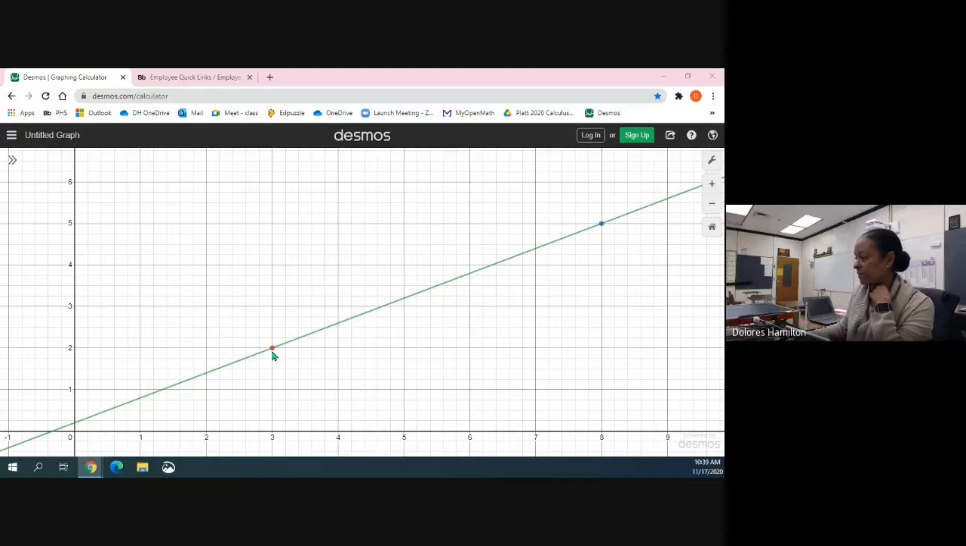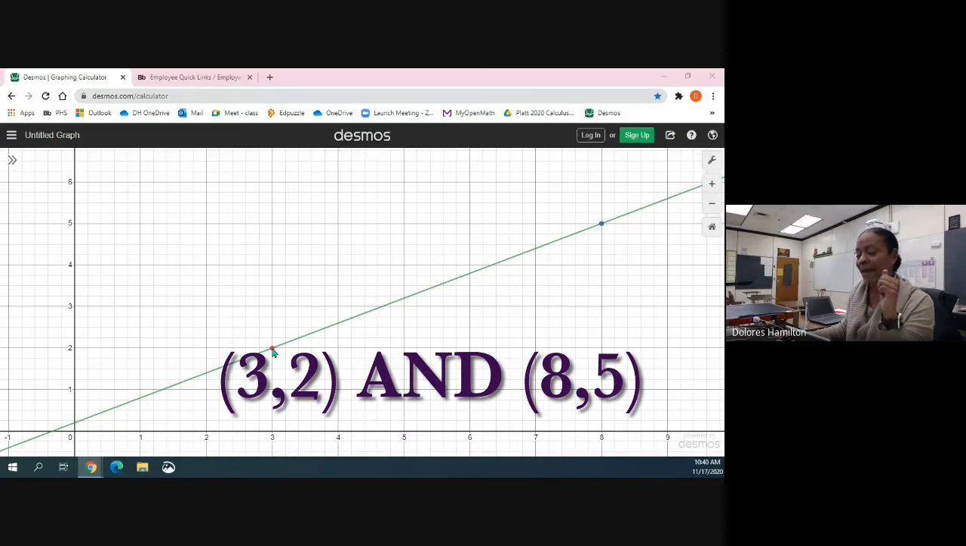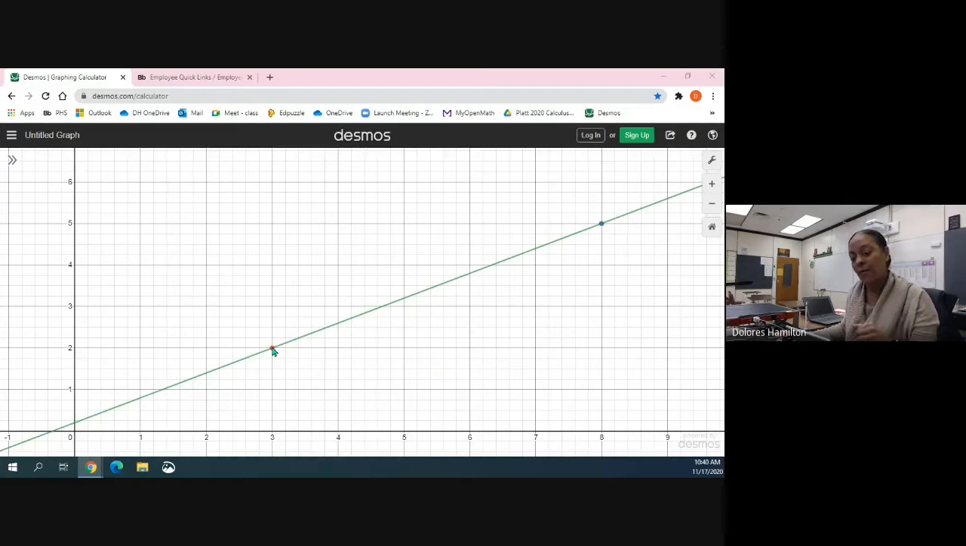To get from this red point to the blue point, we would go up, that's rise, 1, 2, 3. So we would go up 3, that's positive 3, and to the right, that's positive 1, 2, 3, 4, 5. So that slope would be positive 3/5, keeping in mind that that line contained the point 3, 2, and 8, 5.